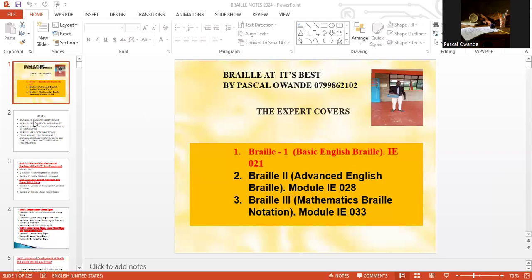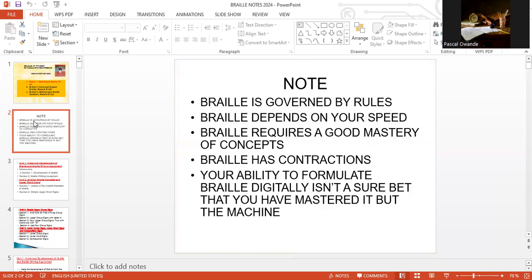It's good also to note that Braille is governed by rules and that Braille depends on your speed. Braille also requires a good mastery of concepts. Braille has contractions that we look at later, and your ability to formulate Braille digitally is not always a sure bet that you have mastered it, but the use of the machine, that is the Perkins Braille machine.